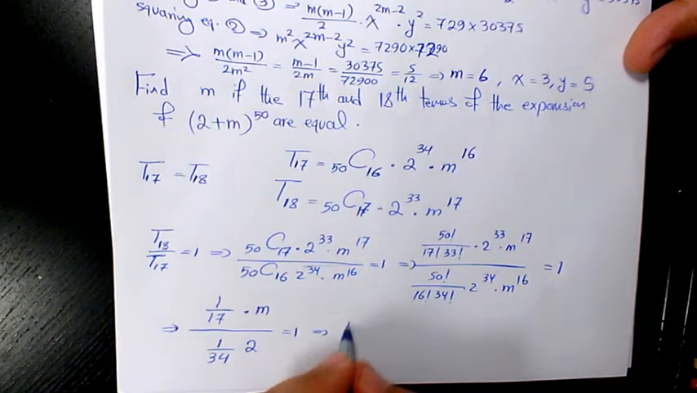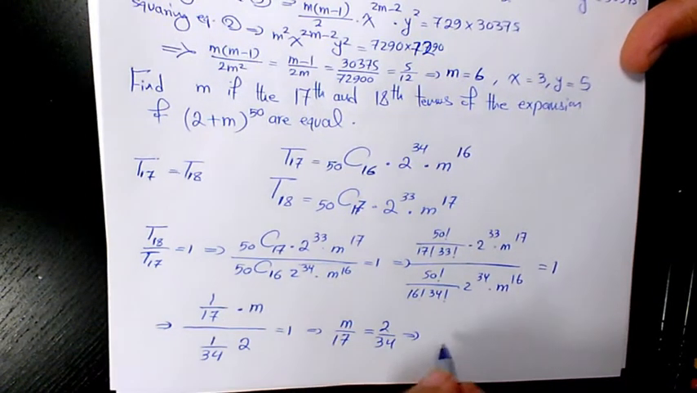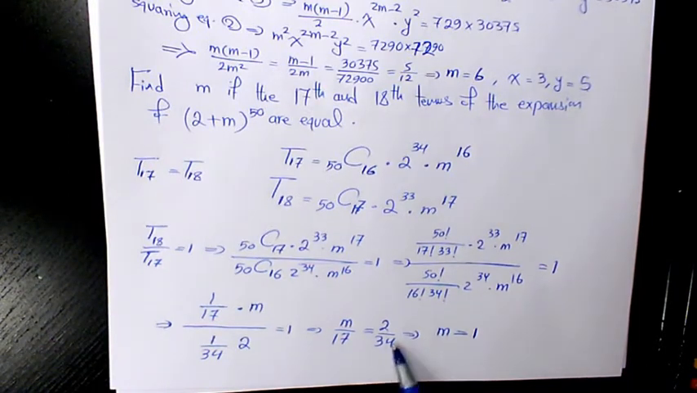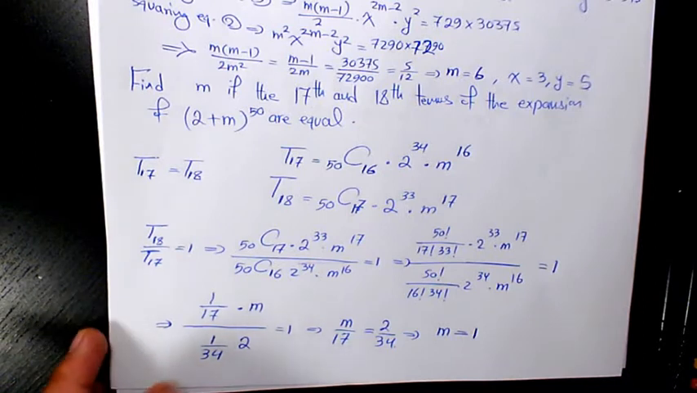So it means that m over 17 equals 2 over 34. So when you calculate it, m will be 1, because 2 over 17 is going to be 1 over, 2 over 34 is going to be 1 over 17. So m equals 1. That's the final answer. Let's look at the next example.